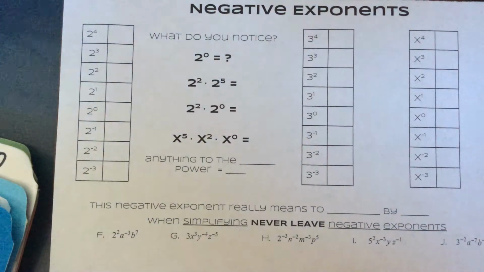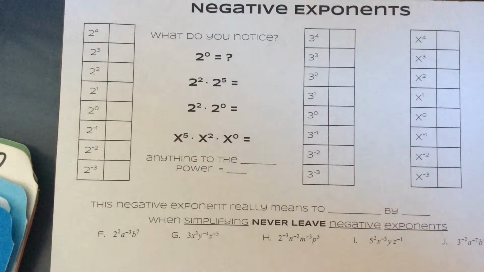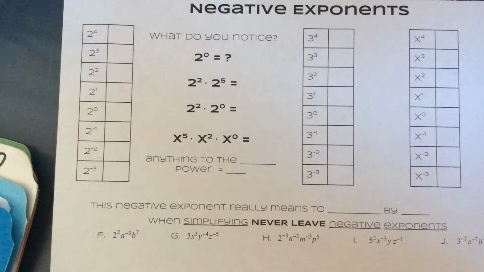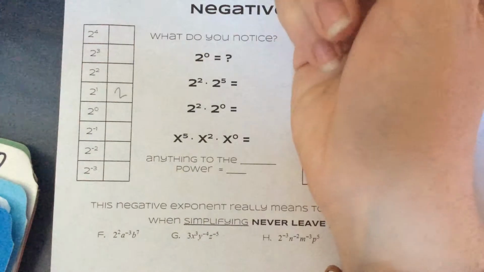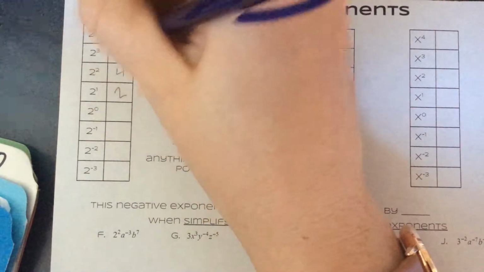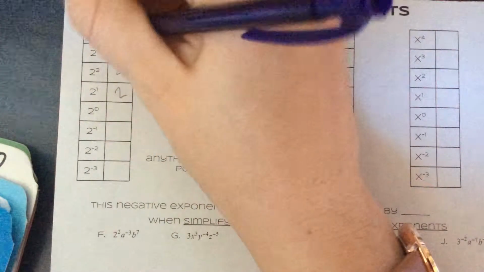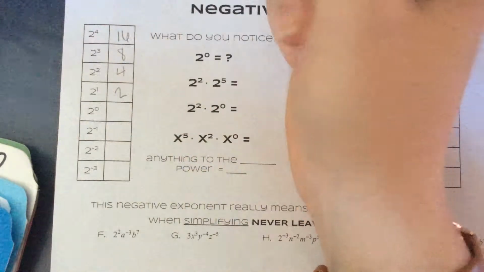Today we're going to talk about negative exponents. The first thing we're going to look at is patterns of exponents. So you know that 2 to the first is 2, 2 squared is 4, 2 cubed is 8, and 2 to the fourth is 16.